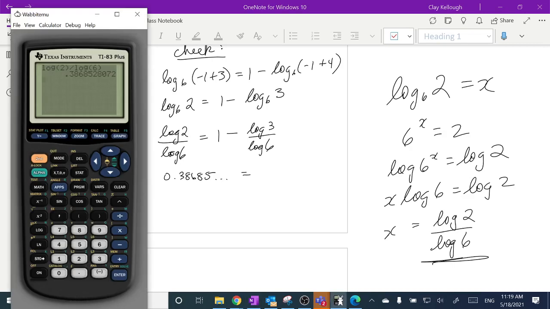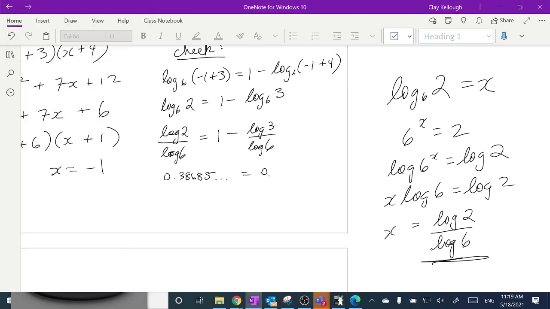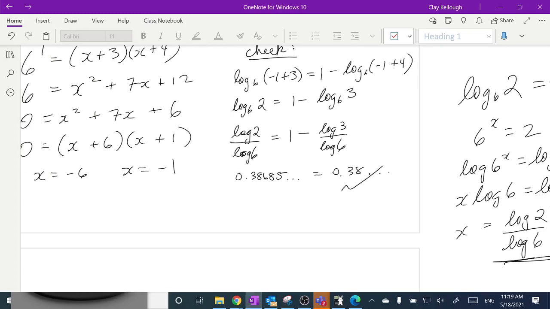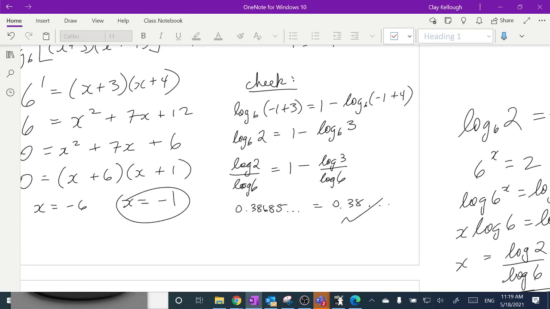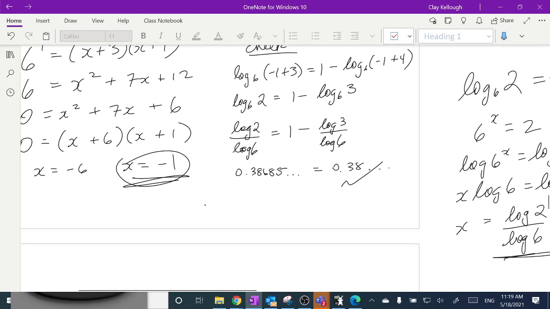There we go. So 1 minus log of 3, close brackets, divided by log of 6, close bracket, equals, and there it is. Same gnarly decimal. You can see it. You can compare it on the screen. It's right. So -1 is a real answer. Okay? So there we go.